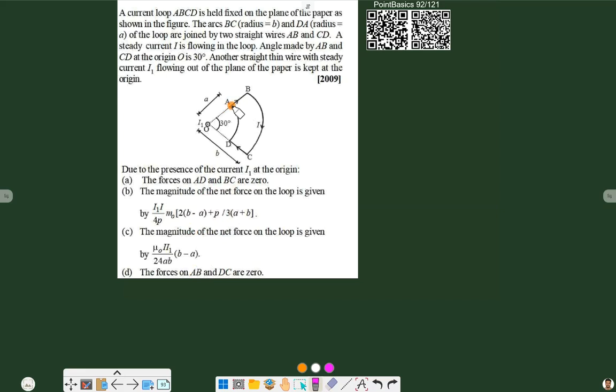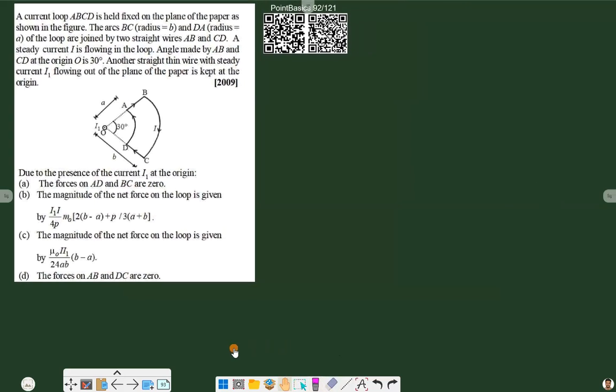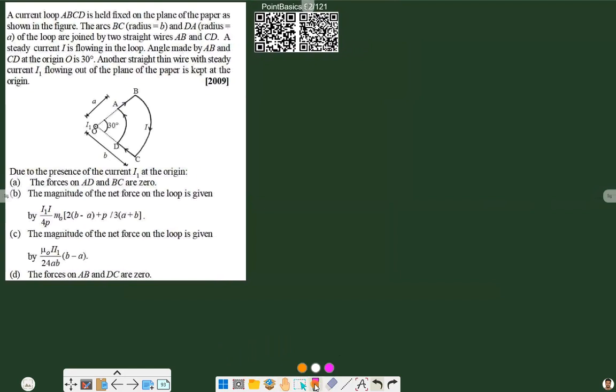So let's find out the value of forces on these two straight conductors and these two arcs due to current I1 at the origin. As mentioned, at the origin there is a thin straight wire in which current I1 is flowing. So due to this straight wire at the center, the value of magnetic field around it will be given by mu naught I1 by 2 pi d.